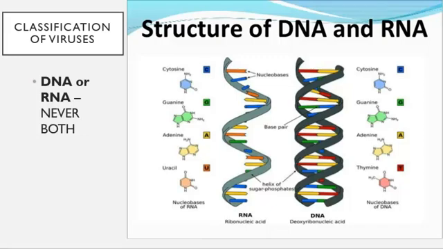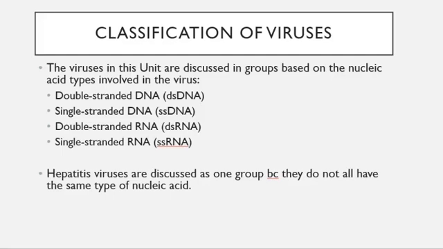Now let's talk about the classification of viruses. They can be classified as either DNA viruses or RNA viruses, but never as both. The viruses in this unit are going to be discussed in groups based on their nucleic acid type. So we can have double-stranded DNA, which is going to be referred to as dsDNA, single-stranded DNA or ssDNA, double-stranded RNA, dsRNA, or single-stranded RNA, ssRNA. The hepatitis viruses discussed are one group because they do not have the same type of nucleic acid.